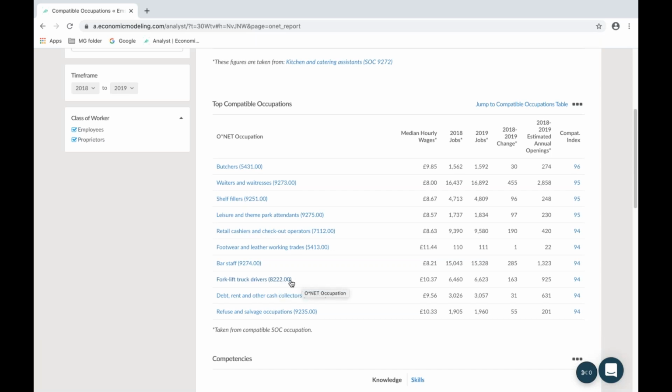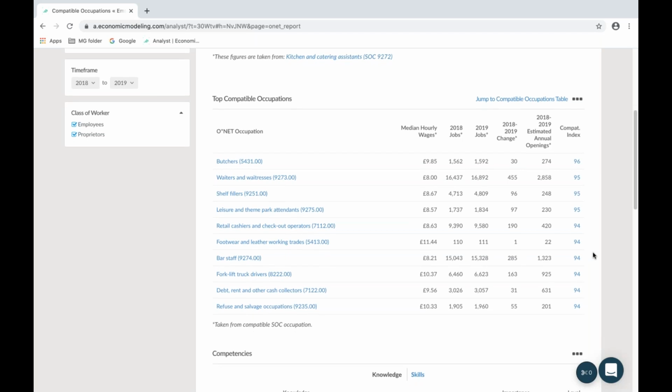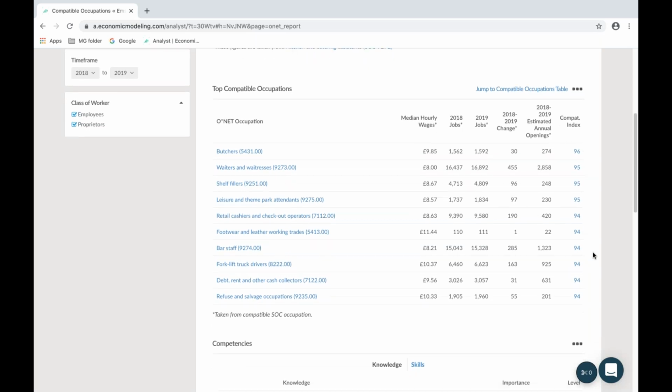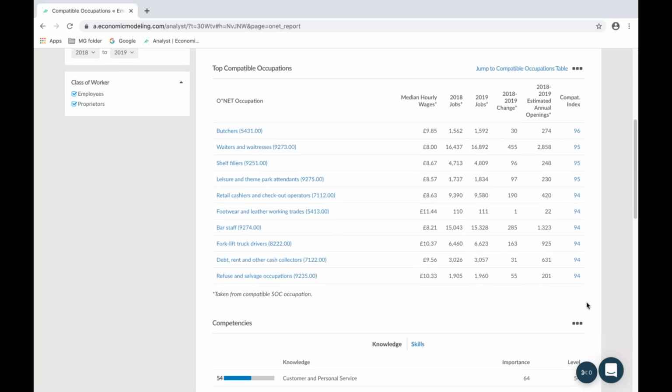Obviously this is just one example, but it should give you an idea of how you might be able to provide information out there for your local area in regards to where there may be immediate opportunities with it, or very quickly opportunities within the labour market that people that have been made unemployed could move into.